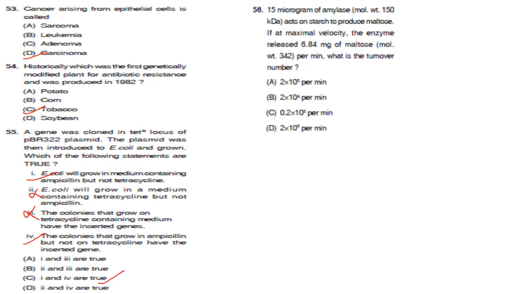Now pBR322, the normal vector, not the one with the insert, has a tetracycline resistance gene and an ampicillin resistance gene. Now what they have done? E. coli grown in medium containing ampicillin but not tetracycline. So one is correct because I already told you that the tetracycline gene has become inactive and recombinants will not grow in medium containing tetracycline, but they will grow in medium containing ampicillin since the ampicillin gene is intact. So one is correct.